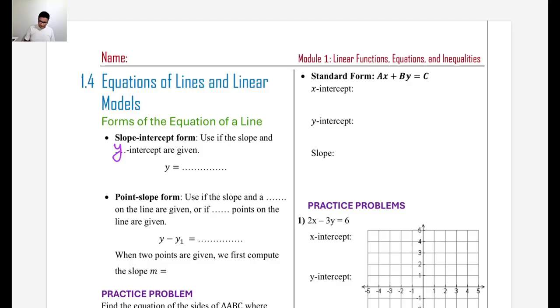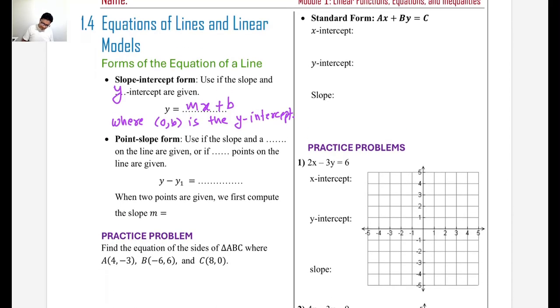Okay, y equals mx plus b, that b being the y-intercept. I'll write that here, where (0, b) is the y-intercept, m is the slope.